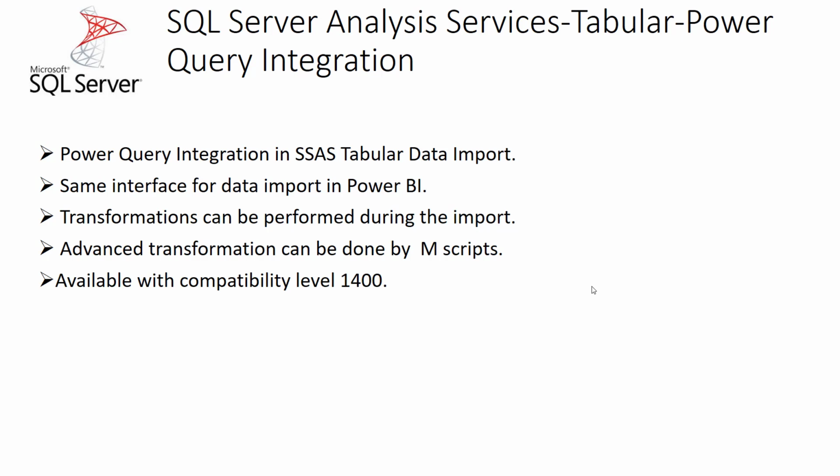So to do some advanced transformations, we can edit the M scripts accordingly and do some advanced transformations as well. So basically, once we do the import, and if we take a look into our code, it will be constructed as a M script. So this specific feature is available for the compatibility level 1400, which is for the SQL Server version SQL Server 2017. Okay, all right. Let us look into a demo for this feature.